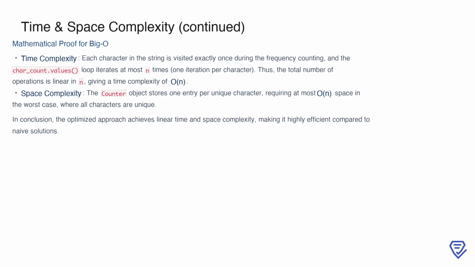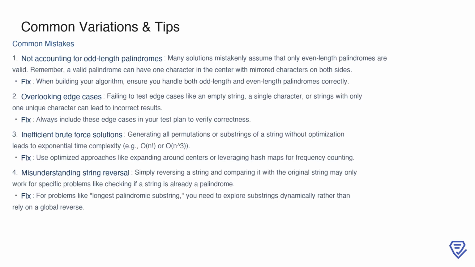In conclusion, the optimized approach achieves both linear time and space complexity, making it a highly efficient solution compared to the naive method. This efficiency stems from its focus on the frequency-based condition rather than exploring all possible permutations. When tackling palindrome-related problems, there are several common pitfalls to watch out for.